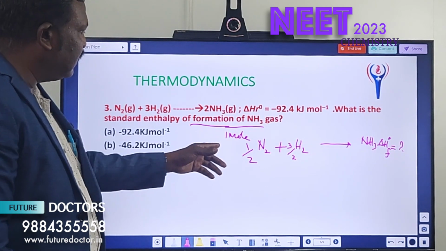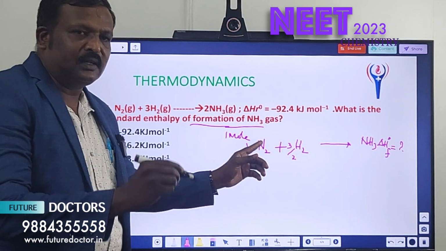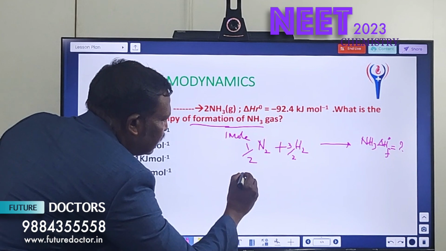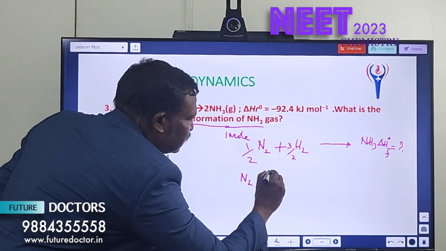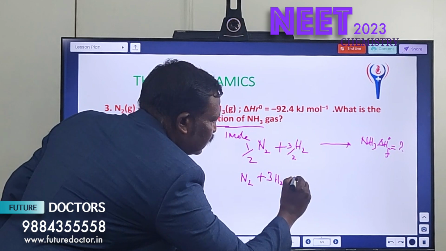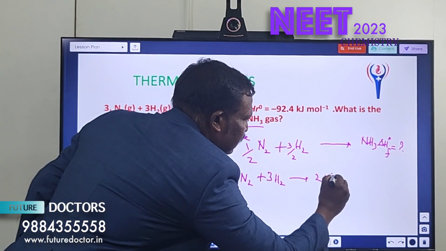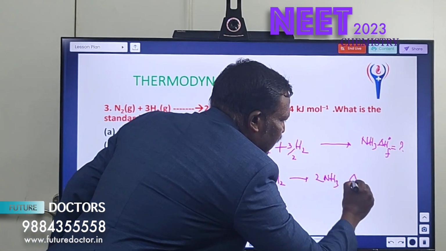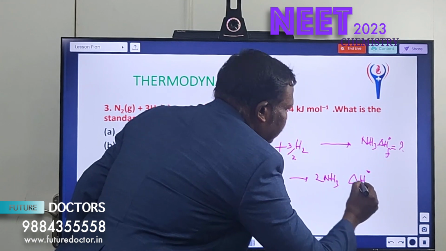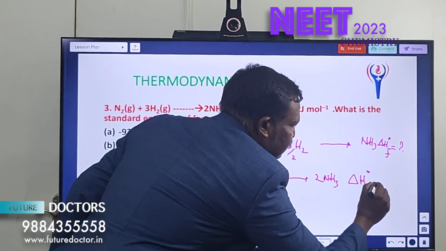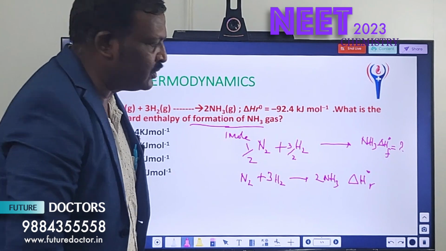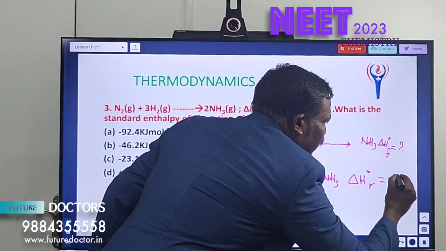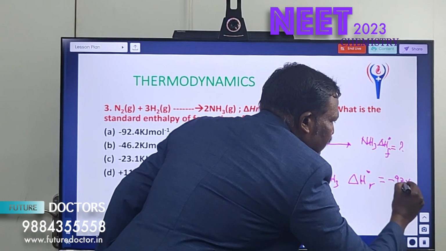Reaction means here we don't have any fractions, all will come. Suppose we put the same equation here: N2 plus 3H2 gives 2NH3. That value is given. This is nothing but the standard enthalpy of reaction. R stands for reaction, F stands for formation. Understood? So this value is given: minus 92.4.